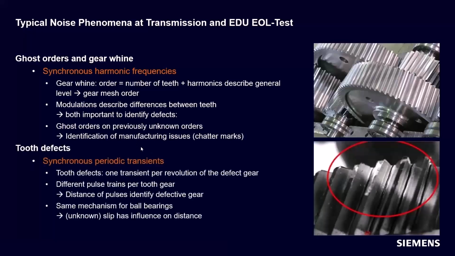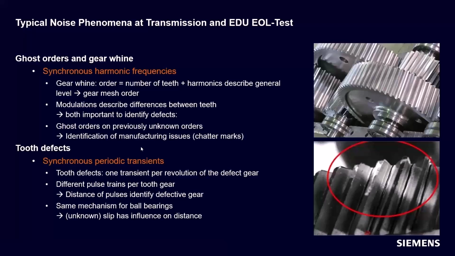And then we have tooth defects. They can happen everywhere in the production line, during handling of the tooth gears, during the assembly. Sometimes a part falls down and they mount it in the unit. In the end, several reasons can lead to tooth defects. And of course, it's very important to detect them. And not only tooth defects are of interest, also damages of bearings. A ball bearing, for example, has rotating elements. If they have a defect, something similar happens as with a tooth defect from the signal processing point of view. So the difference between gear whine, ghost orders, and tooth defects is that tooth defects produce transients.